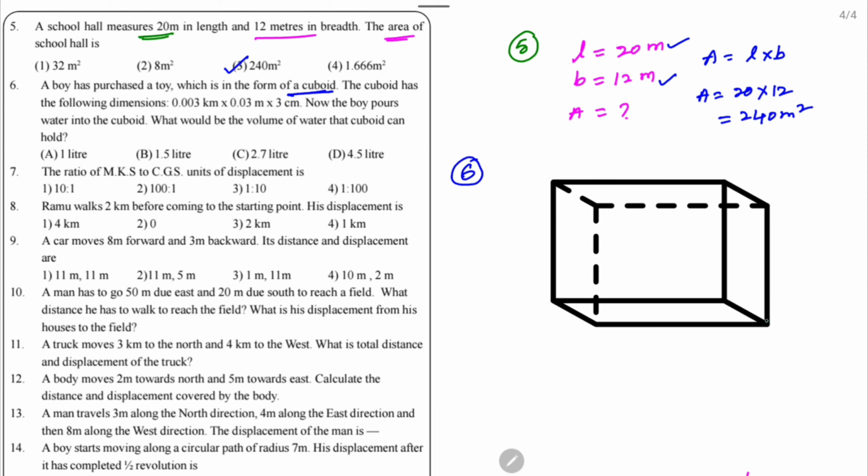It looks like this. So here the dimensions are given. So this is the length, breadth and height of the cuboid. So here length is given as 0.003 kilometer, breadth is 0.03 meter and height let us take as 3 centimeter. Now we have to convert all into centimeter.